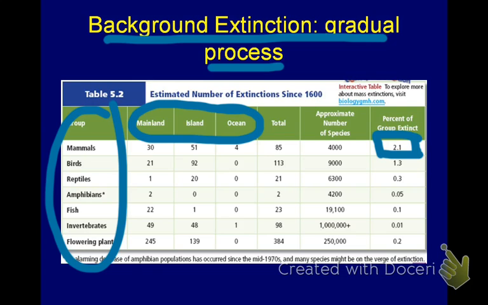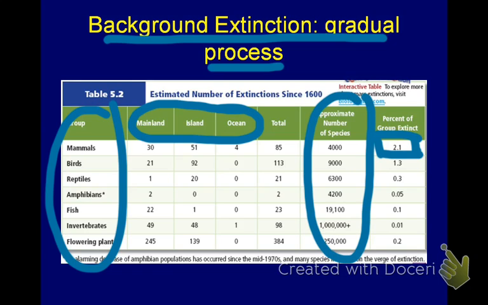The number of species total is right here. The largest number of extinct species, now you can't read it, is flowering plants. So just sheer numbers of species lost, flowering plants. The percentage, though, because there are so many species of flowering plants, is small.